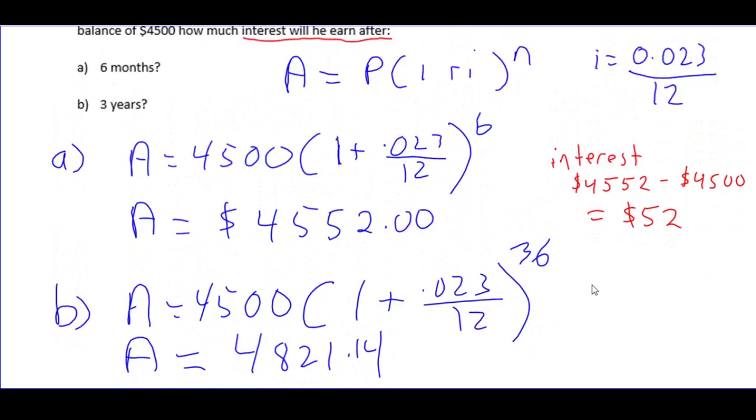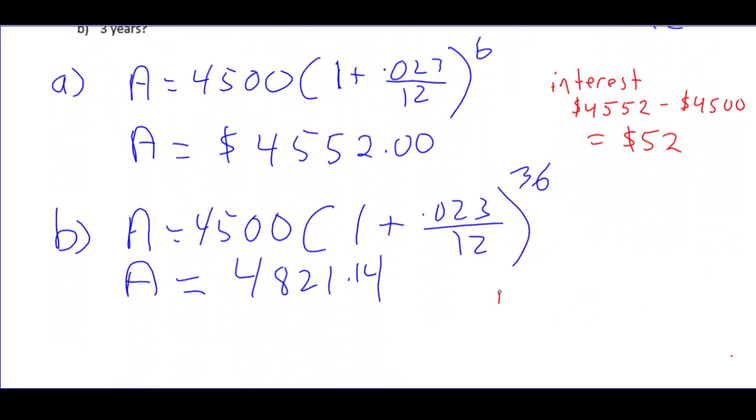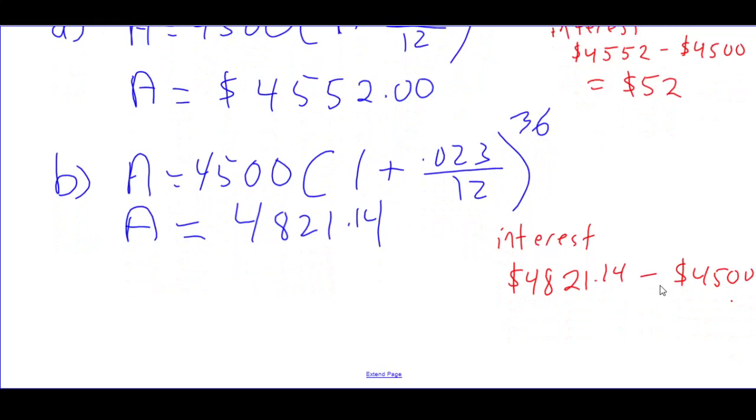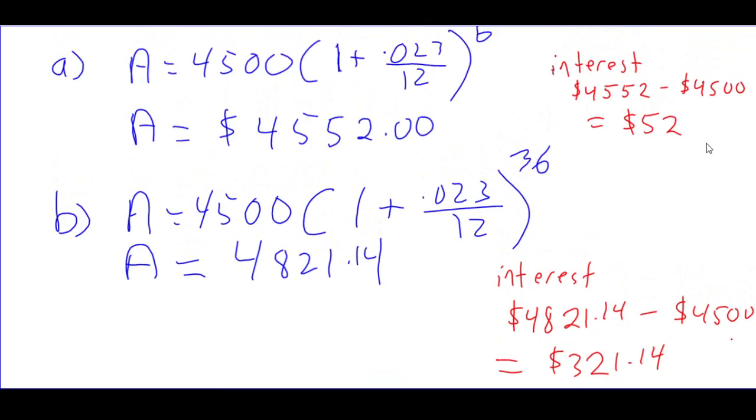And then at the end of the 3 years, the interest earned is now the final amount, which was higher than the starting amount, of course, subtract the $4,500. So the difference between the final amount and the starting amount must have been because of interest. So in this case, it's $321.14. Now notice that $52 for the first 6 months doesn't mean you get $52 every 6 months. The amount actually goes up as the interest compounds or builds upon itself.